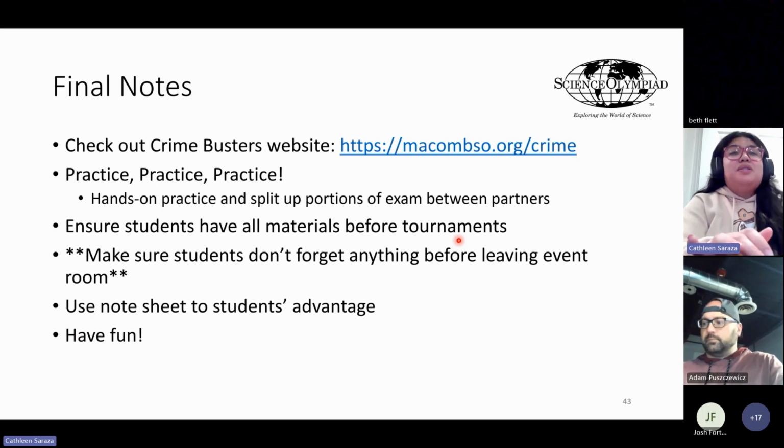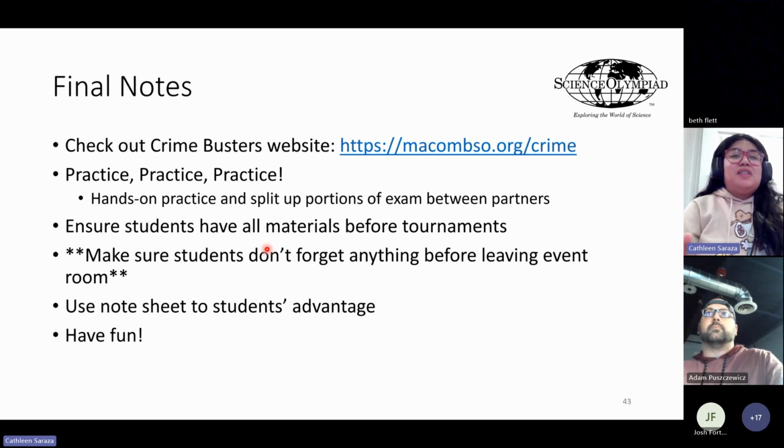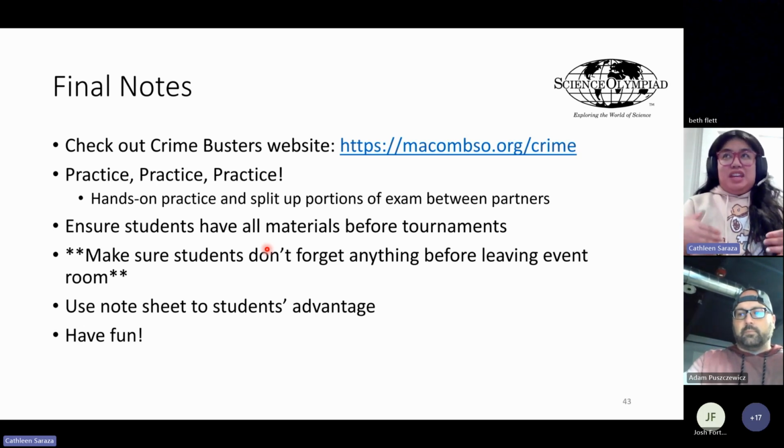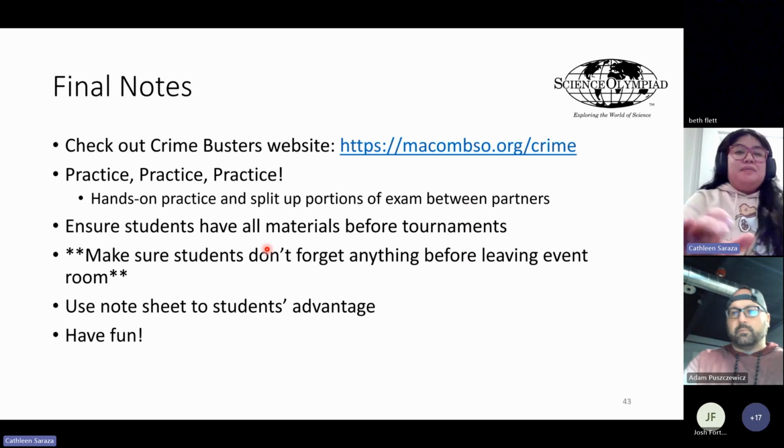Also, make sure the students grab everything that they came in with. So make sure they don't forget anything before leaving the event room. I will turn in materials or items found after the event to event headquarters, but it's just easier if they have what they came in with on the way out.